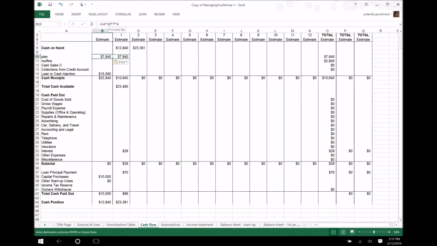Before, I could only sell and make like 10 pies. So I'm doubling my capacity. As for my muffins, I could only do 25. So that's a way that you can show that your capacity will increase. There's also a section on the application that has your actual cash.